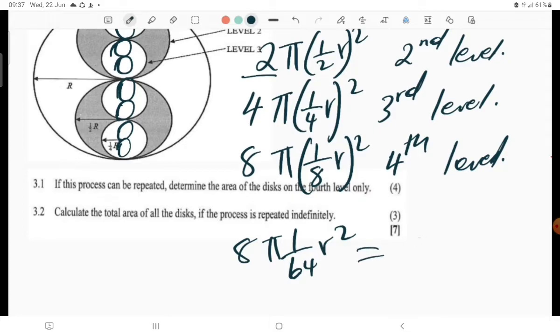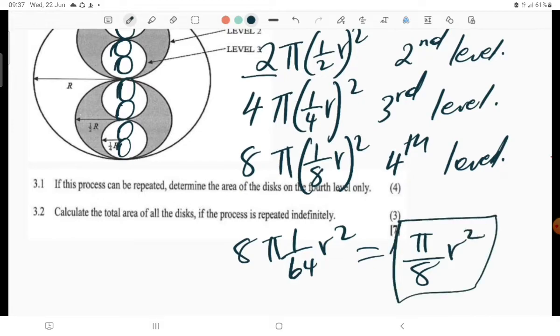This is just going to be pi/8, then r squared. So this is the area of the fourth level only, because they did not say let's find the total area of 4 levels. They just say the area of the discs that are on the fourth level only.